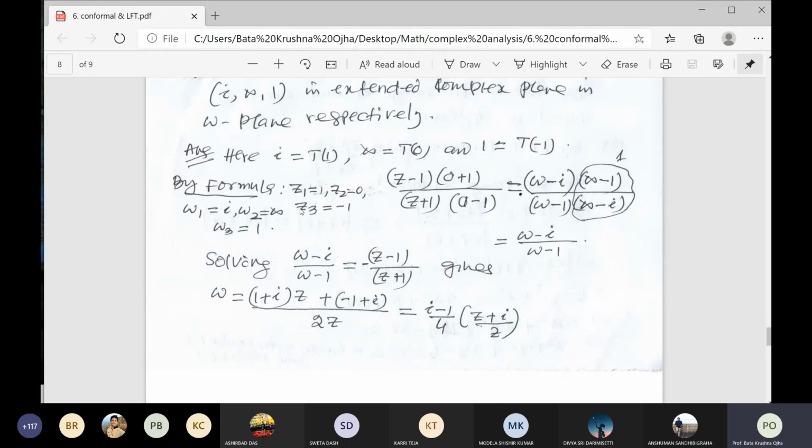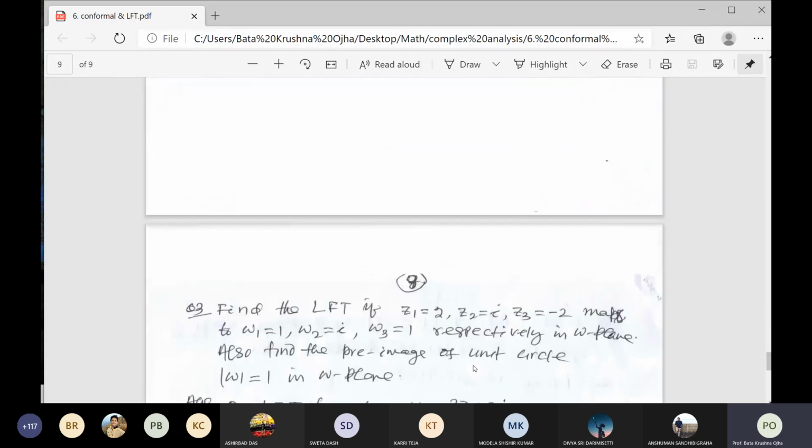So if I apply the formula, you will get this. Now I have replaced the infinity minus 1, infinity plus 1 ratio by 1. So what is the mapping? (W minus i) by (W minus 1) equals (Z minus 1) by (Z plus 1). Because it is a minus, it contributes -1 here. Z minus, here it is -1. So simplify for W, you will get this. So this is about today.